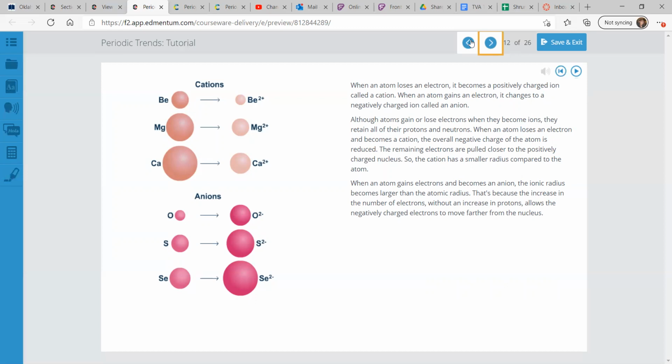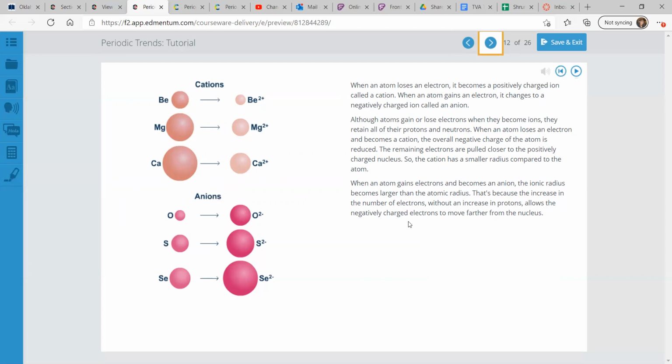And when an atom loses an electron, it becomes a cation. The overall negative charge of the atom is reduced. The remaining electrons are pulled closer to the positively charged nucleus, so the cation has a smaller radius compared to the atom. So these lose electrons, and the remaining electrons are pulled in closer to the positive nucleus.